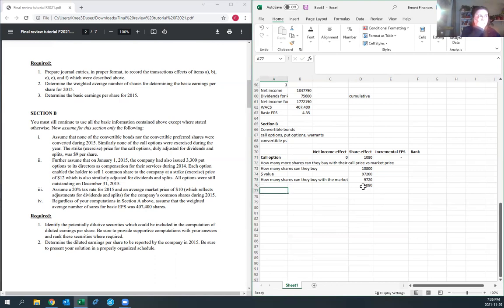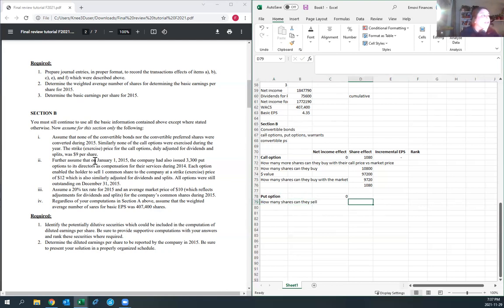And after that, I'm going to do the put options. Similar logic in the calculation, it's just that now they sell at a higher price than the market price. So how many more shares can they sell than if they just sold on the market? Your income effect is still 0. So how many shares can they sell?